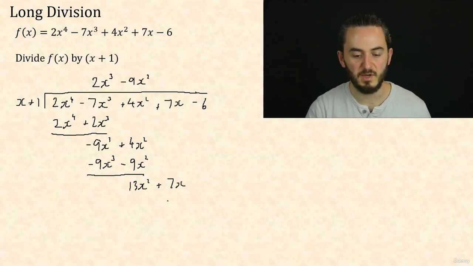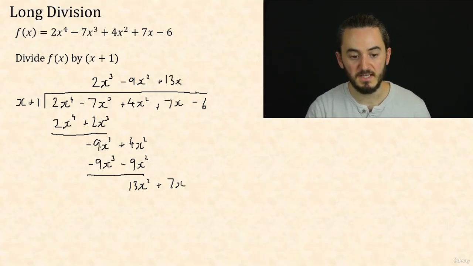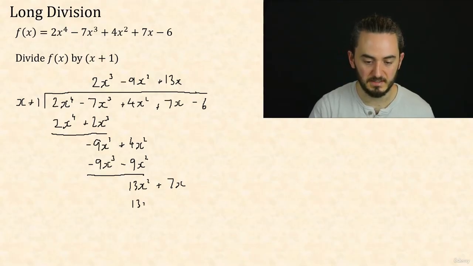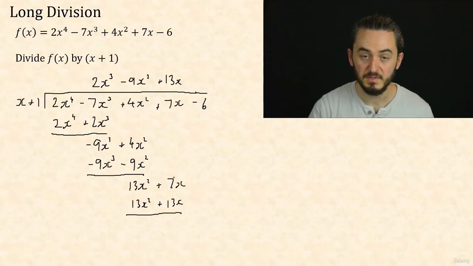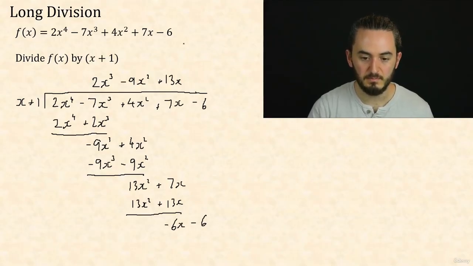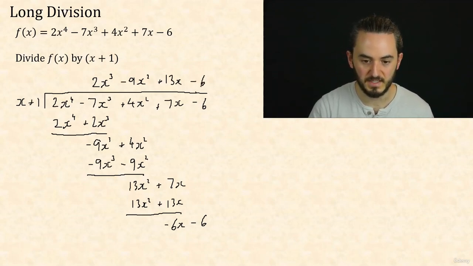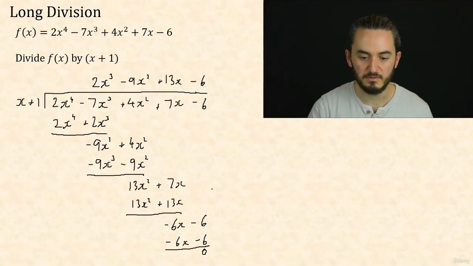What do you need to multiply x by to get 13x squared? It's 13x. 13x times x is 13x squared. 13x times 1 is 13x. Subtract. These two cancel. 7x minus 13x is minus 6x. Drop the next term down. What do I need to multiply x by to get minus 6x? It's minus 6. Minus 6 times x is minus 6x, and minus 6 times 1 is minus 6. And these match up, giving us a remainder of 0.